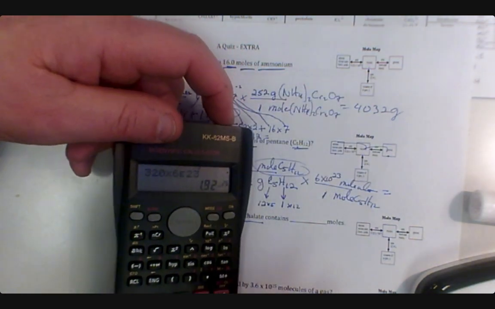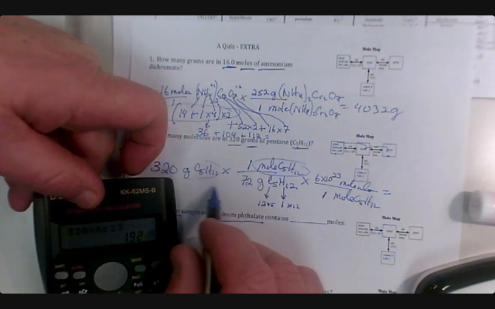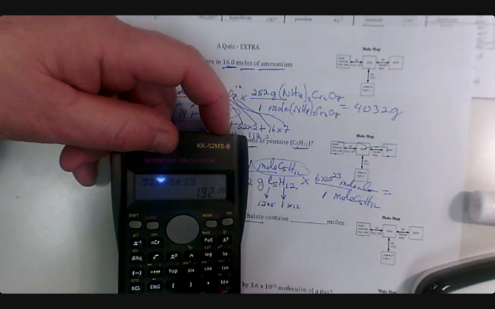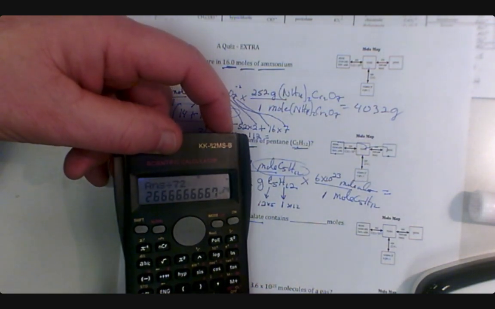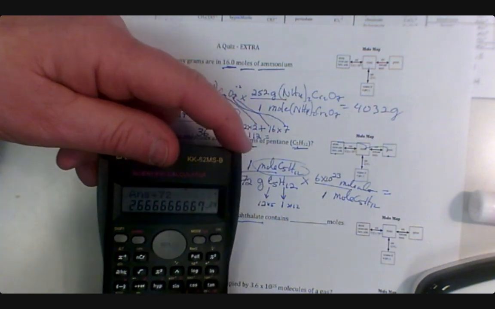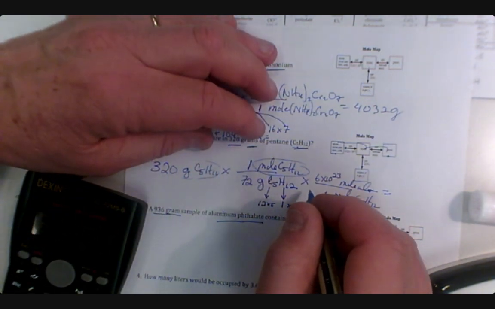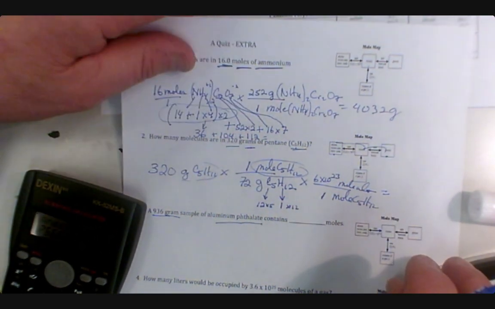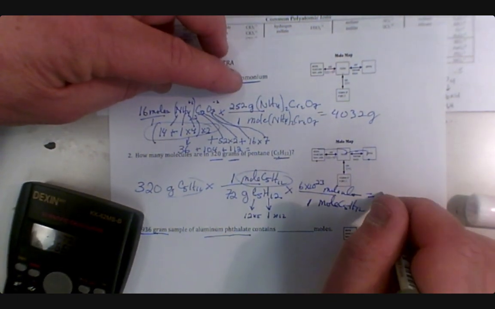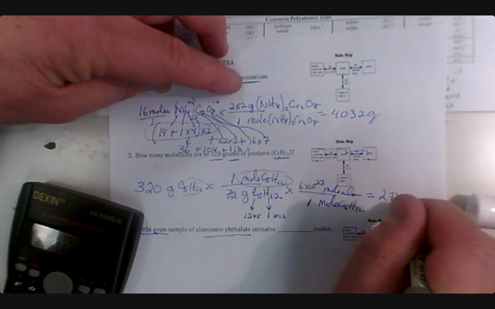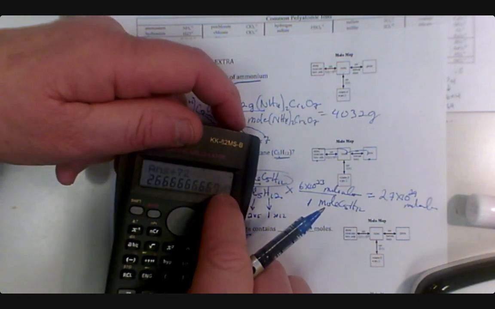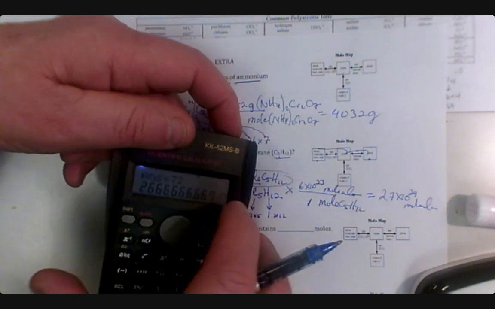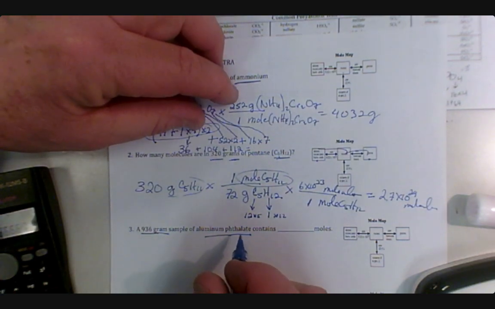Then on the bottom, we're going to put 72, because that's the only number we have on the bottom. So we're going to divide that by 72. And that equals 2.67 times 10 to the 24th. Or if you want to, just call it 2.7 times 10 to the 24th. So 2.7 times 10 to the 24th molecules. And notice that that 10 to the 24th is over here on this, that little guy right there. All right, so that was number 2.